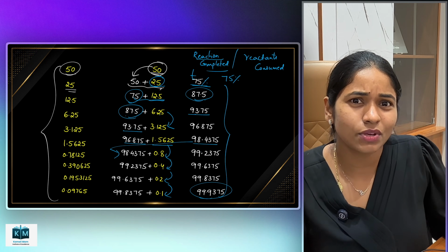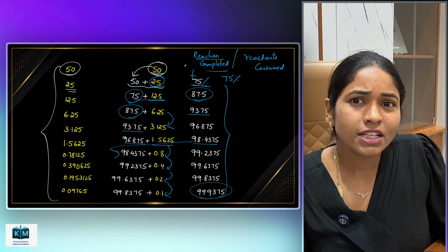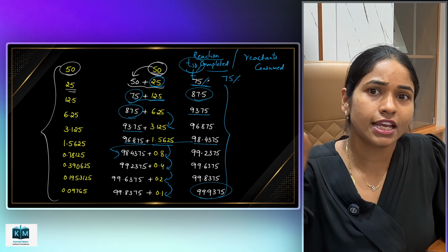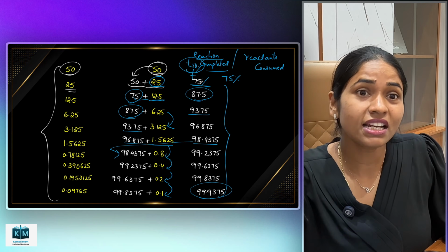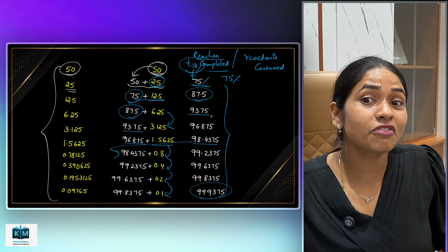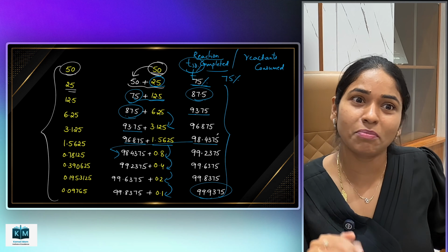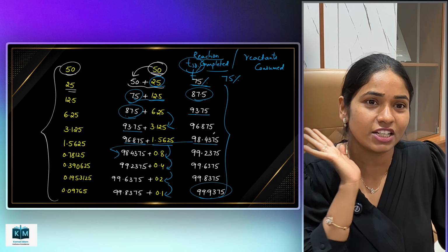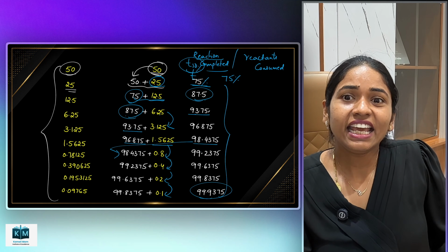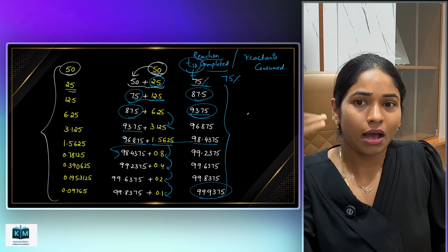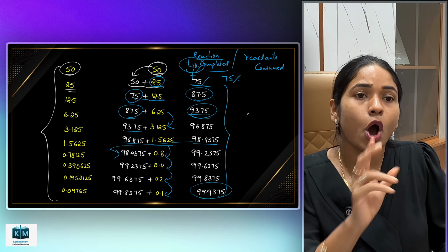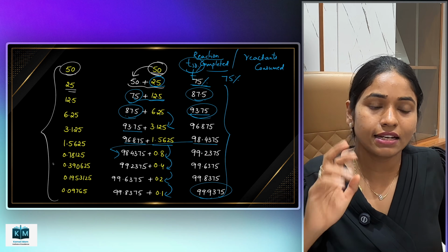Ma'am, what is the sequence? You are taking 50. 50 means 50% of the reaction completed, half of the reaction completed. This is 75% reaction completed. 87.5% reaction completed. 93.75% completed. 96.875% completed. These are the reactions completed. If they ask you 93.75% of the reaction completed, what is the half life? Or the half life is this. Then they ask what to do.